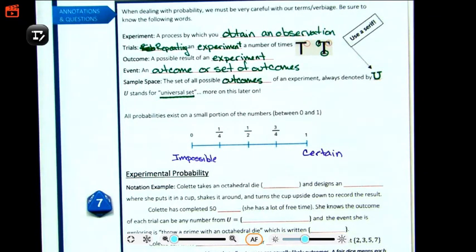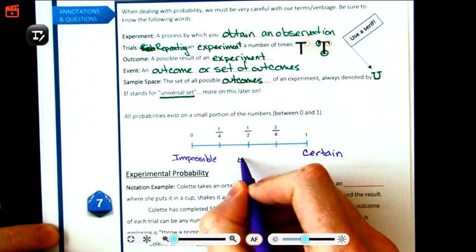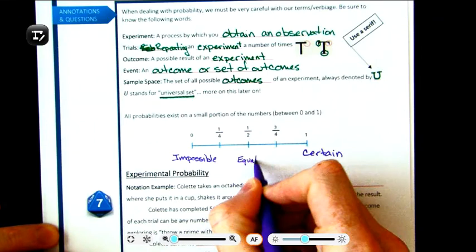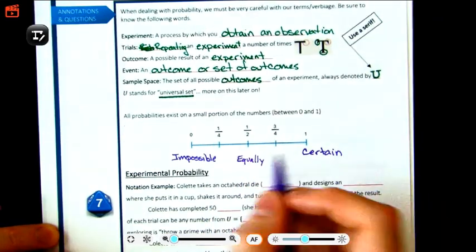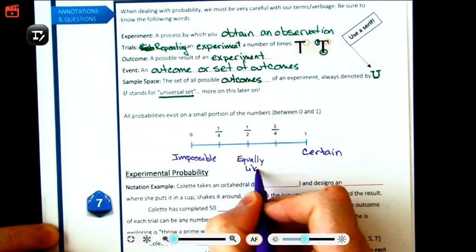Now, if something has a probability of 1/2, that's a fair chance. Either it may happen or may not happen. We don't know. It's equal. It's 50-50. We say that it's equally likely. There's lots of different ways to say it.